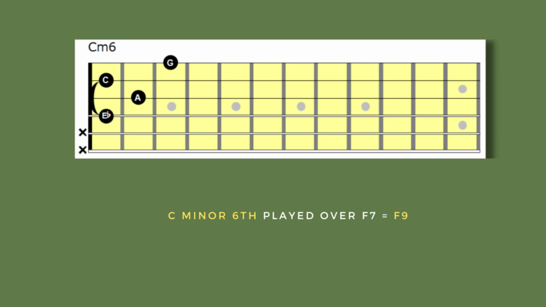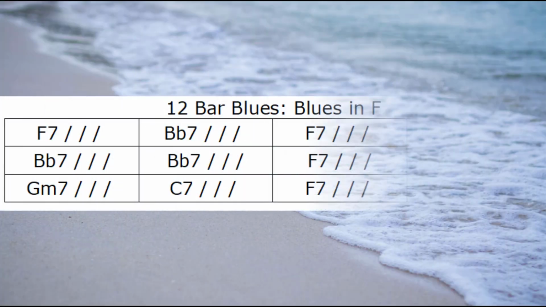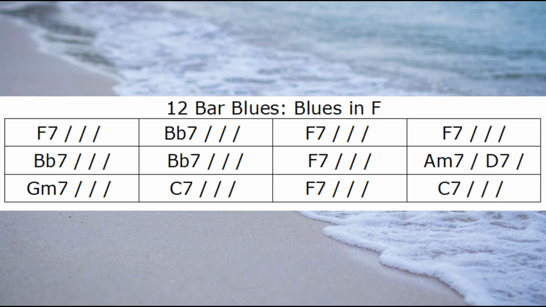Okay, time to have some fun. You'll see a 12-bar blues in F on your screen at the moment, and what we're going to do is play the C minor 6 voicing, that's the one we've just been working on. We're going to play the C minor 6 chord every time we see F7th in the blues. So that means bar 1, bar 3, bar 4, bar 7, and bar 11.